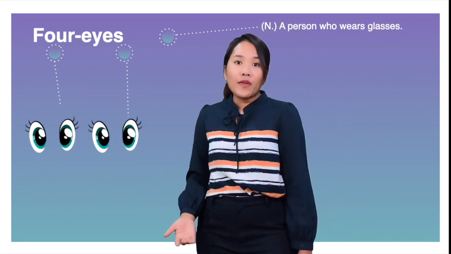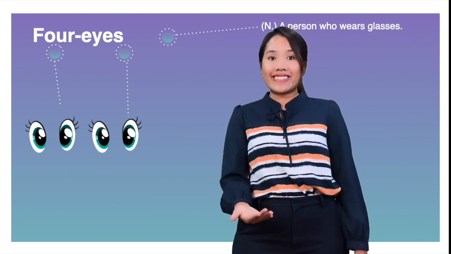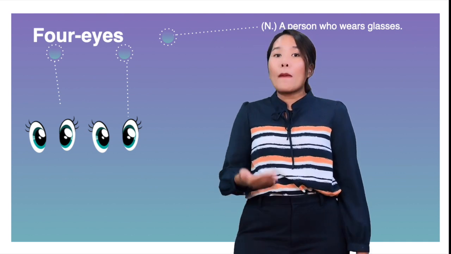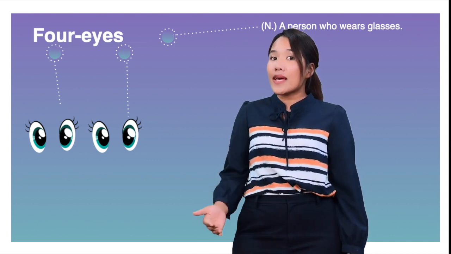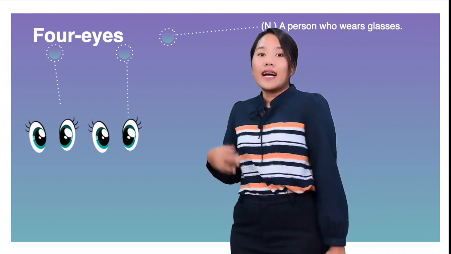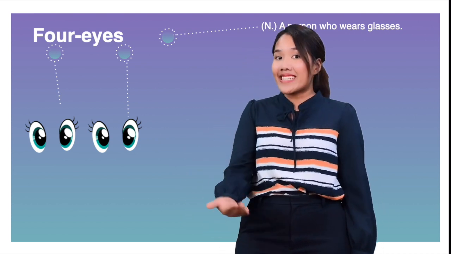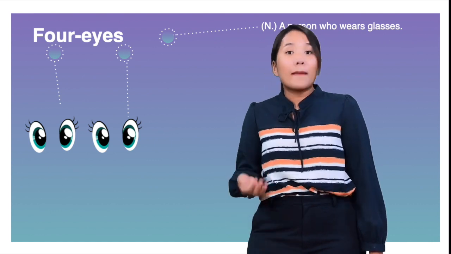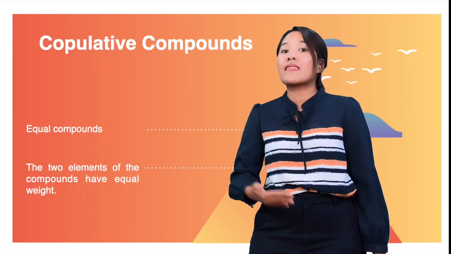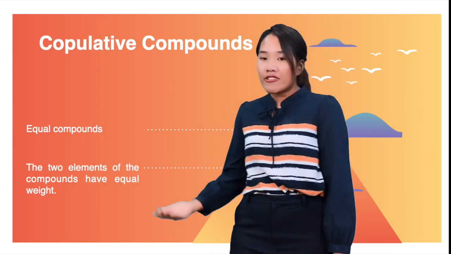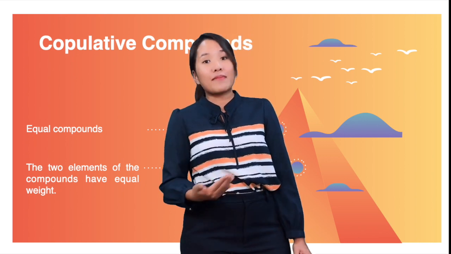Another example is four eyes, which refers to a person who wears glasses. This is an exocentric compound because the whole meaning is not similar to one of the elements in the compound four eyes. Let's now turn to the last type of semantic relationship, which is copulative compounds.